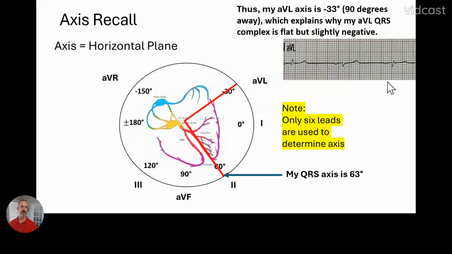This is just for your personal information. It's not something that you need to know or have memorized. But if you're looking at my 12 lead and you're wondering why is AVL so flat, why is there no amplitude there? This explains why. Because the direction of that vector of electrical activity is going approximately 90 degrees away from lead AVL, and therefore it's flat. It doesn't really show much amplitude.